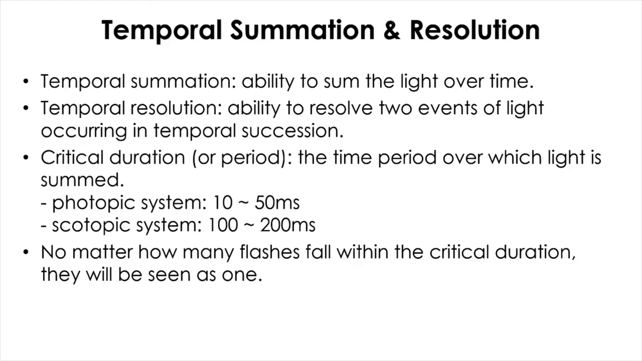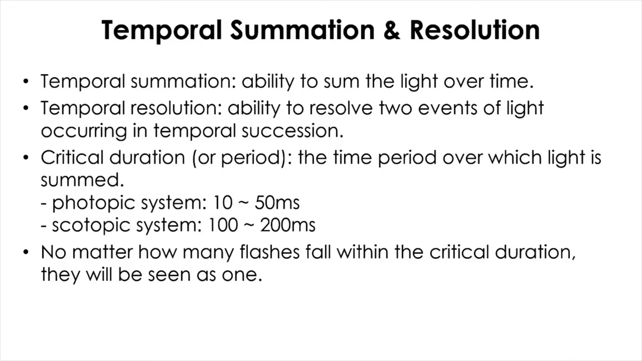Just as the visual system sums light across a spatial area, it also sums light collected over time. When the light level is limited, a long integration time is preferred for detection, whereas a short integration time is preferred for fine temporal discrimination when there is enough light. Temporal summation is the ability to sum light over time, whereas temporal resolution is the ability to resolve two events of light occurring in temporal succession. The critical duration, or period, is the time period over which light is summed.